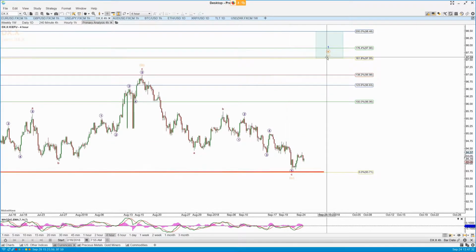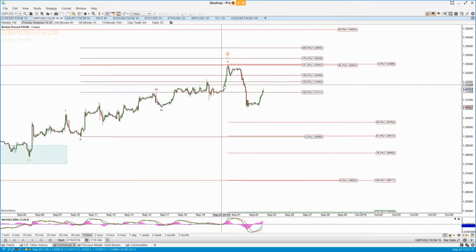And then conversely with the DXY, I'm looking for this low to hold and to get the final fifth of 1 up in the dollar index.